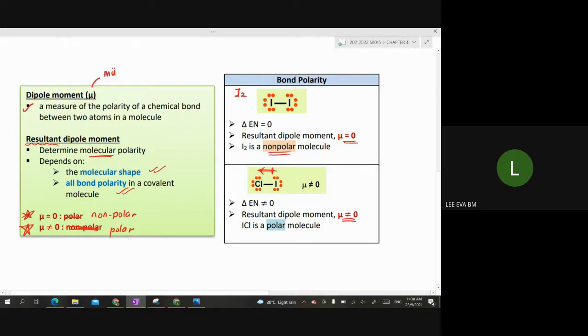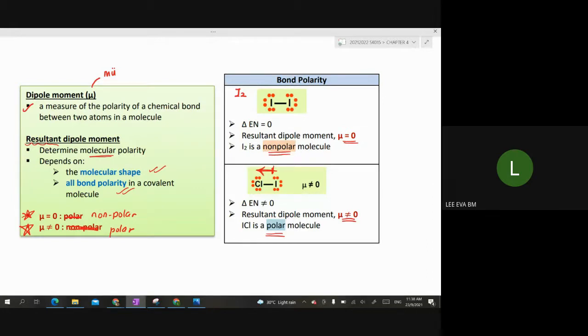So dia punya net dipole moment, dia ada direction. Dia hadap ke satu arah saja. So maksudnya dekat sini memang ada value. Kalau ada value, dia bukan kosong lah. So if the mu is not equals to 0, it will be a polar molecule.